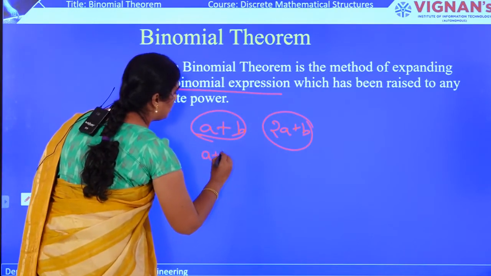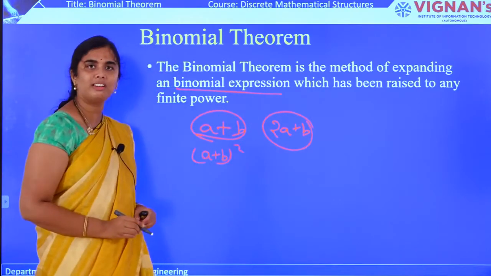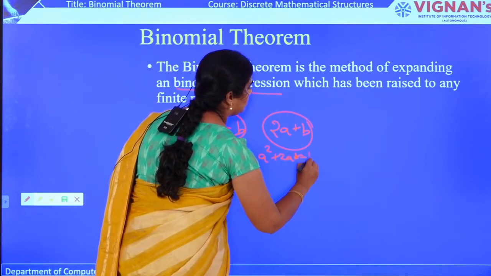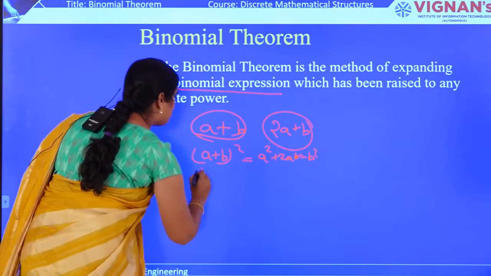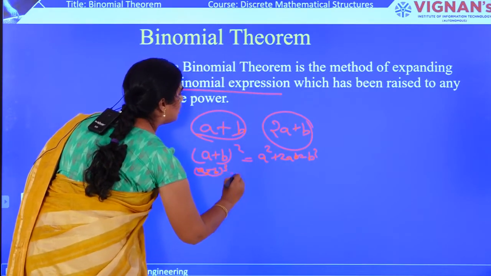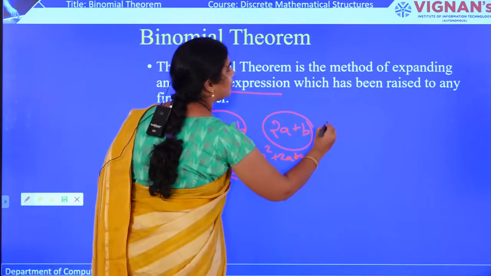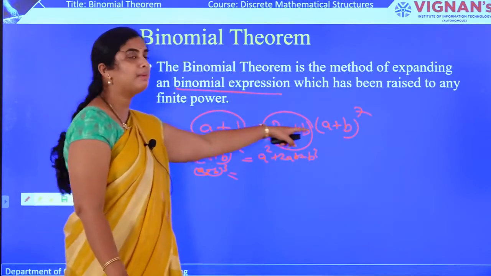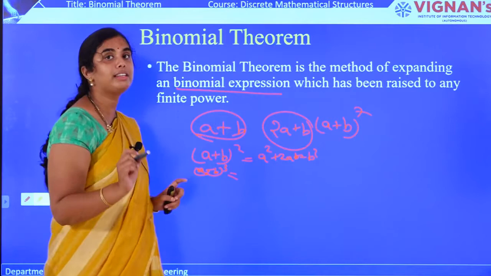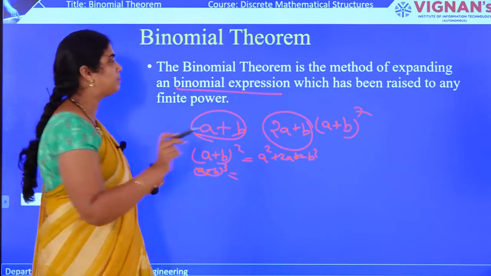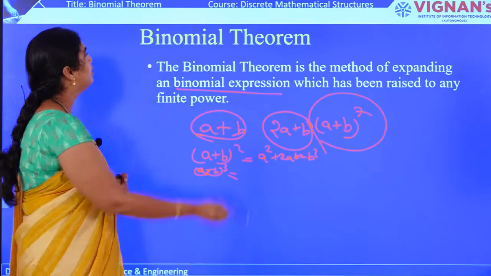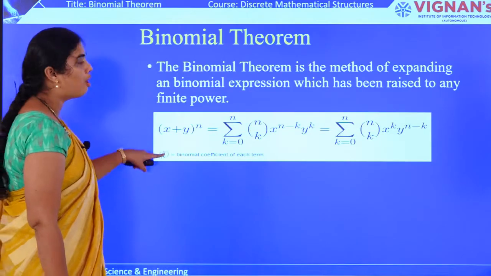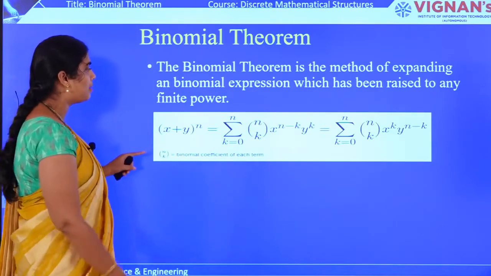Suppose this a plus b is raised to the power of 2. Then the expression we get is a square plus 2ab plus b square. This is simple, right? We can also find a plus b whole cube. This also we know. Suppose we are given a plus b whole to the power of 7. Then in that case, remembering such formulas is very difficult. So, we need to expand them. In order to expand these binomial expressions, we use binomial theorem. This is the formula which is used to expand this binomial expression.